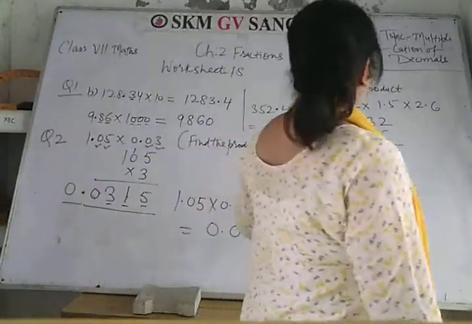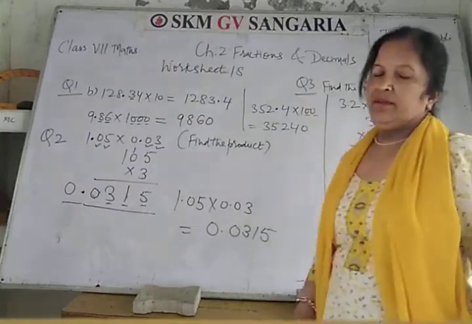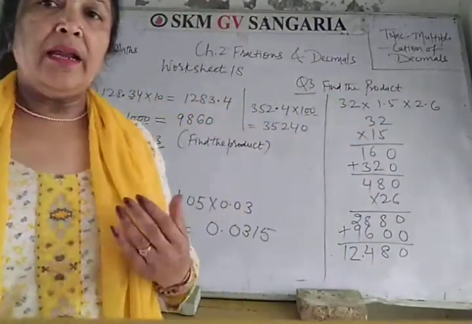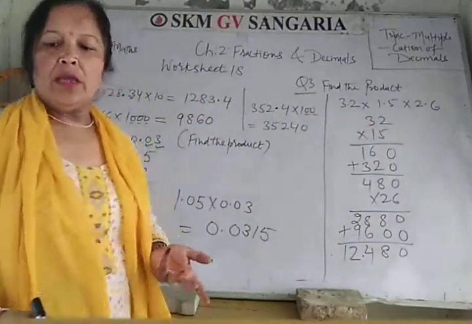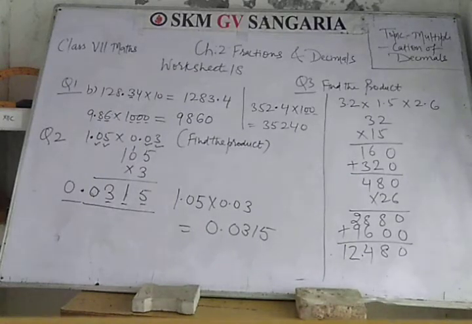Then, when there is a product of 3 decimal numbers, the same procedure applies. I have told you that when you are going to multiply, we count the number of digits starting from the rightmost digit and move towards left.